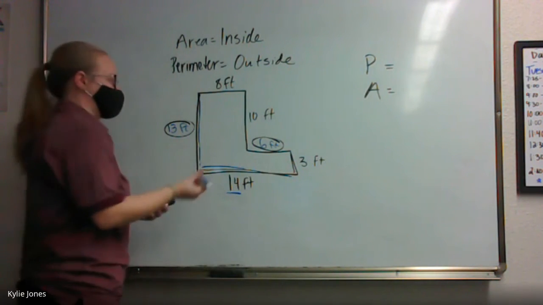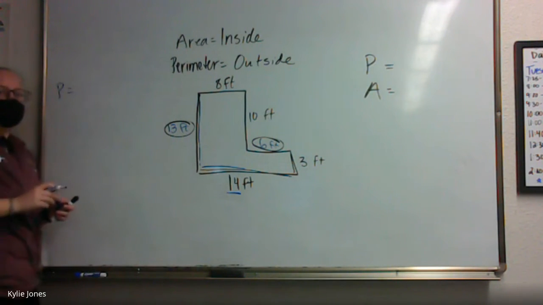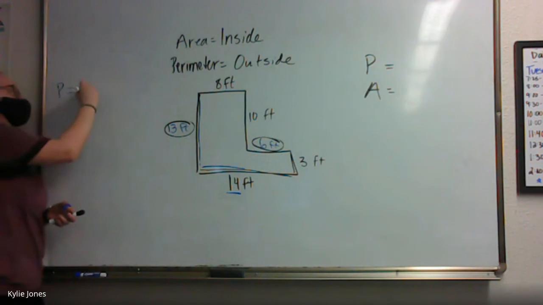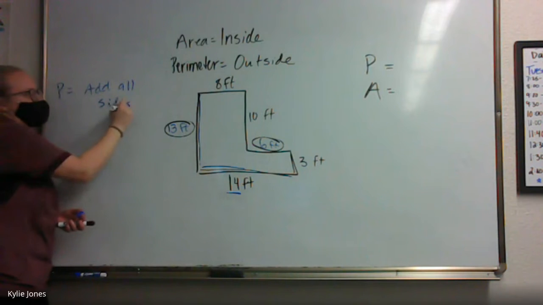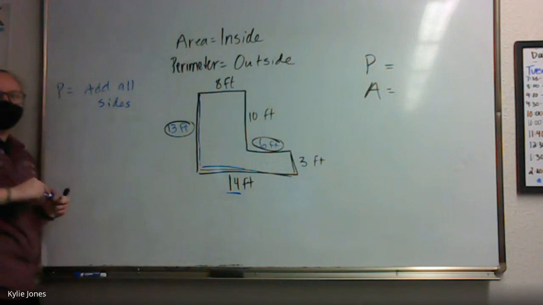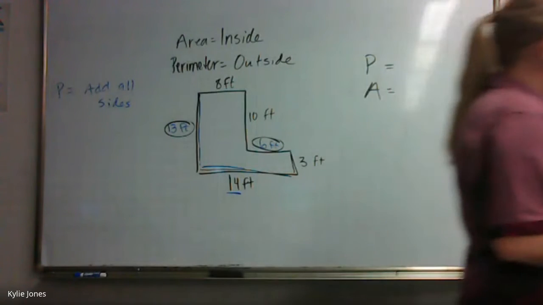I'm going to leave this part up to you. Find the perimeter. So the outside, add all sides for the perimeter. Okay. I'd like you guys to find the perimeter. Do all that adding on your own, please, because you are fully capable of adding things. So find the perimeter on that one.